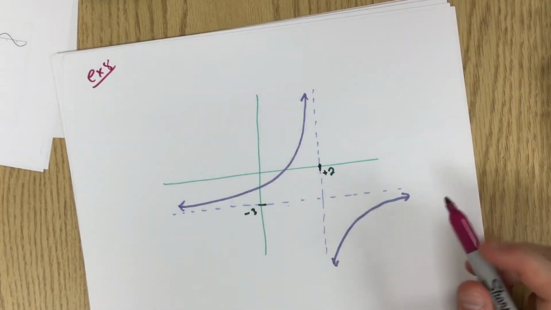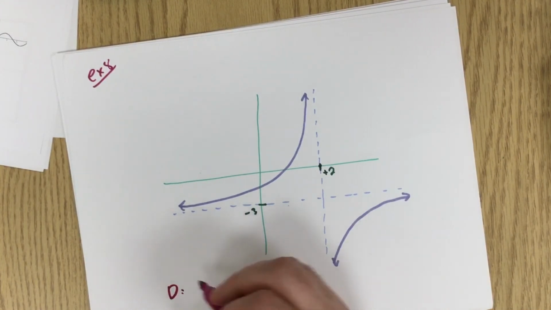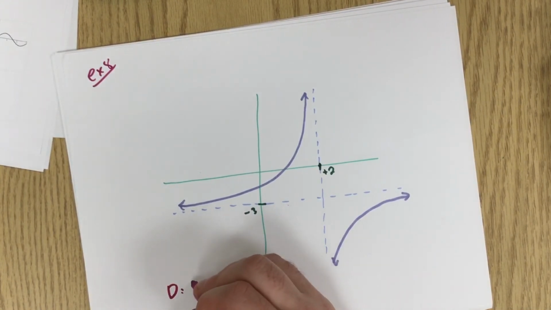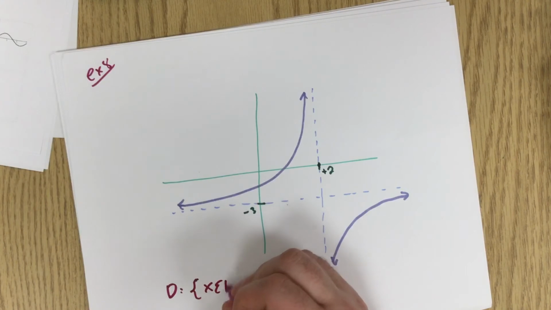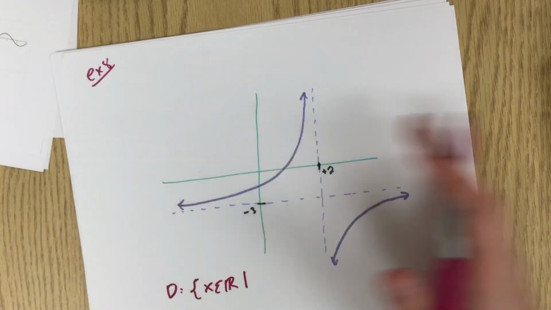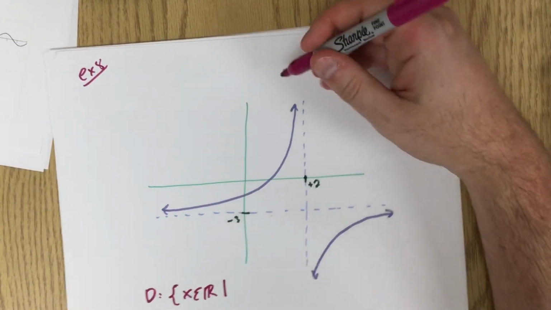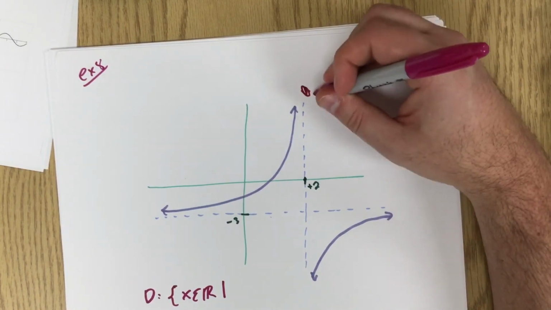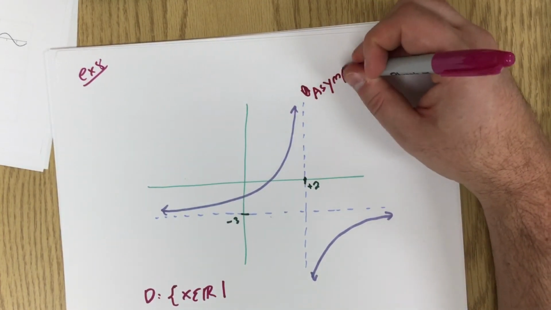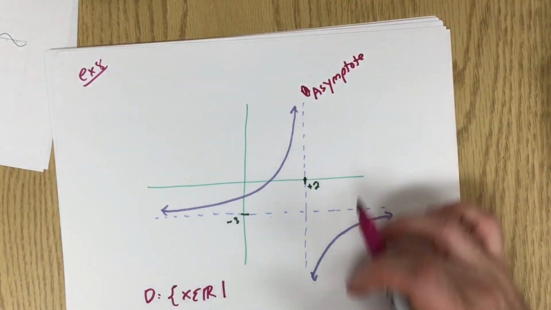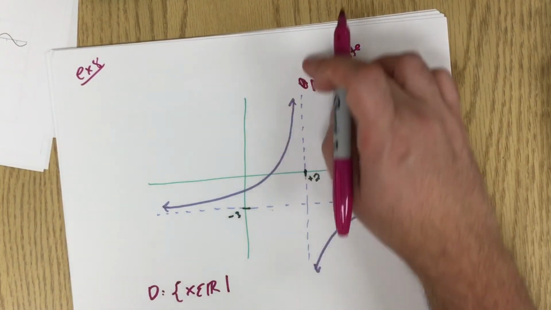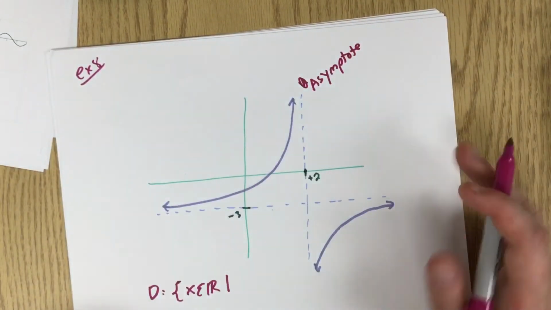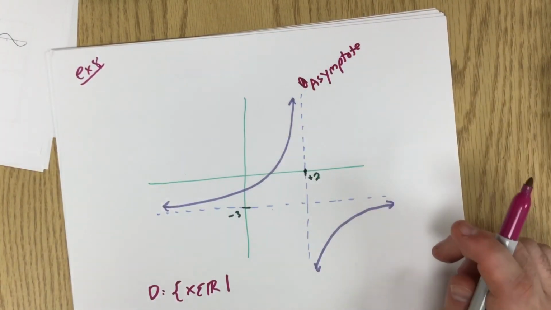This one's a little bit weird. If we look at the domain, this happens when you have an x on the bottom, when you have restrictions. So the domain is x is an element of real numbers. So x could be everything, or eventually we're going to call this an asymptote. An asymptote is a line that a graph gets close to but doesn't quite touch. It gets infinitely close, and that's a part of an asymptote. It has to be getting close, but it doesn't quite touch.